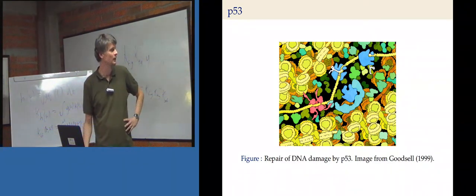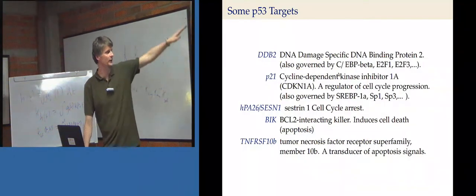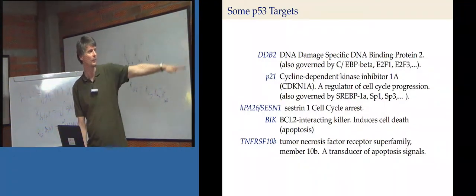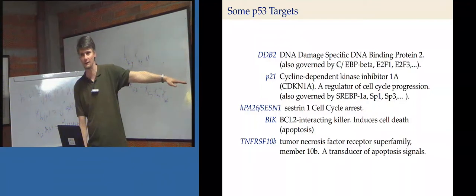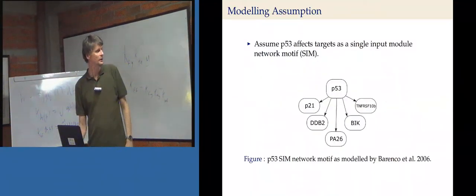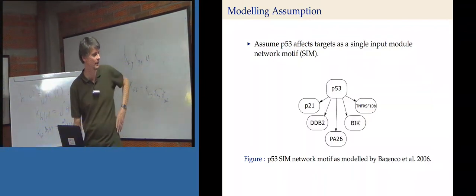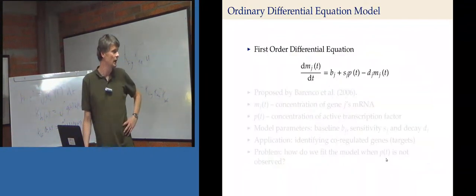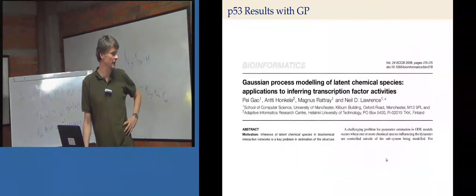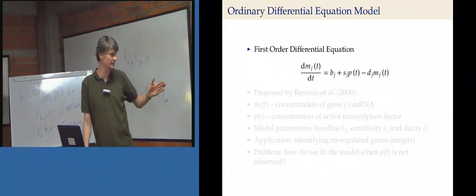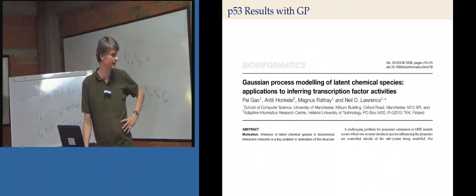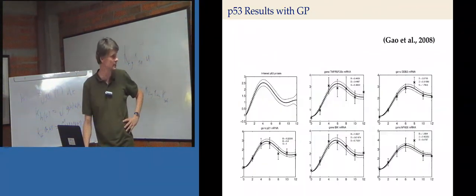So we've got these targets of P53, and we measure the gene expression of these 5 targets. P53 is controlling these 5 targets, and this is the model that Martino Barenko used, using this same differential equation that we've just looked at. And then we published the results of this model in this paper, which was in Bioinformatics, ECCB.